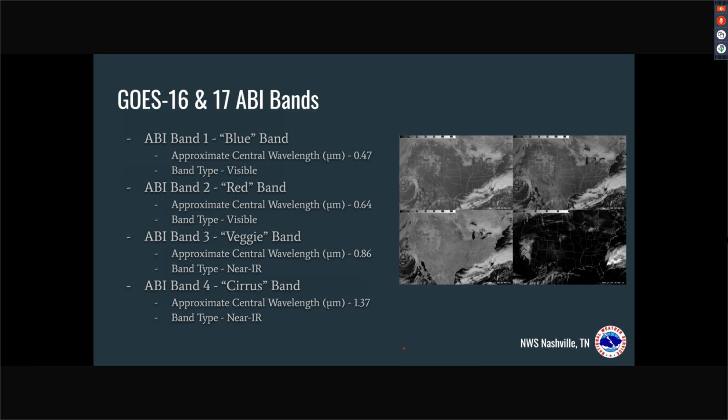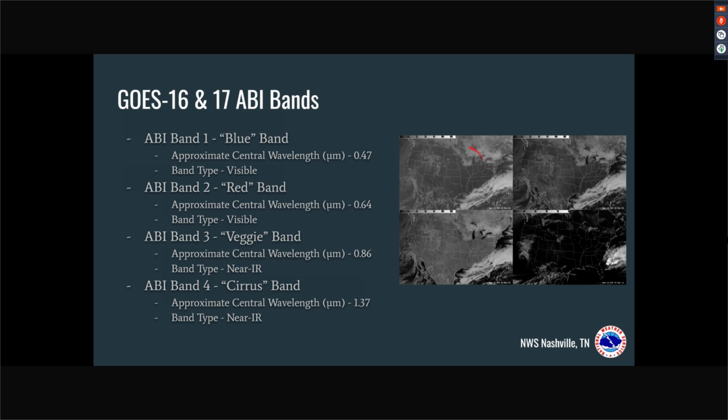So moving forward, we're going to start talking about some of these ABI bands. Everything that I'll go over here is true for both GOES 16 and 17, our GOES East and West. So the first band that we have is known as our blue visible band. What this means is it's located in the electromagnetic spectrum of the color blue. This will be the image that's here in the top left. I actually have a bigger image on the next slide that we can dive into to see what each of these are showing us in a little more detail.